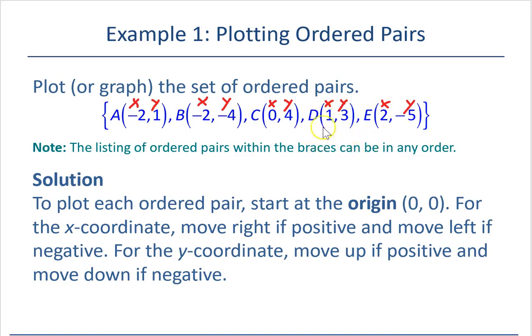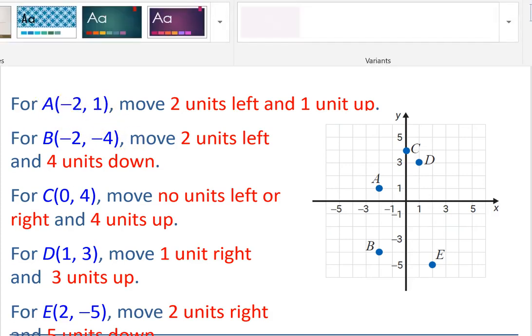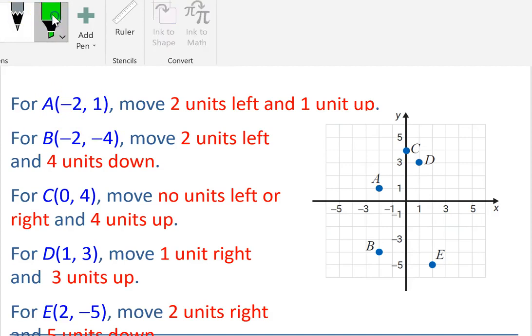Okay. Well, we're going to plot each ordered pair. The origin is 0, 0. For the X coordinate, move right if positive, move left if negative. For the Y coordinate, move up if positive, move down if negative. I'll point all these out to you. So let's look here. For the point A, -2, 1, we always do the X first. So I'm just going to come in here and use a highlighter.